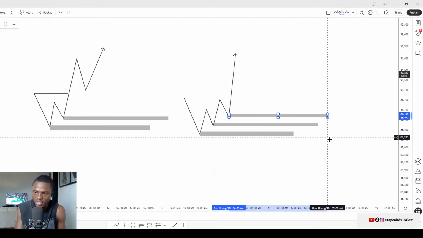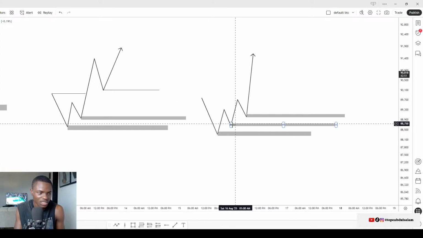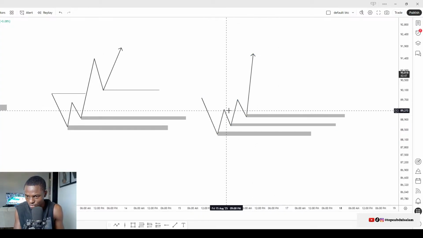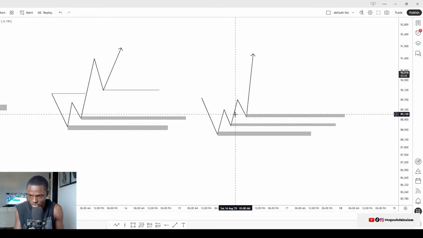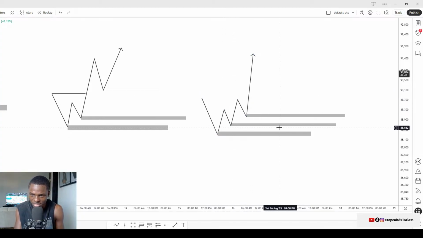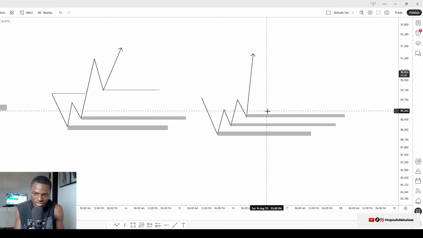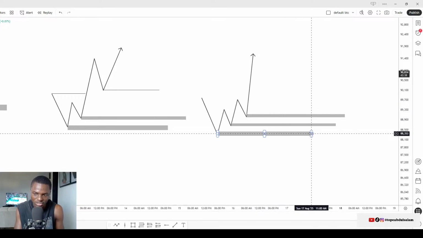So we have 3 points of interest here. But the reason why we have this is that a lot of people will mark their break of structure here. They pick this as a break of structure, and they'll pick this as their inducement, and they'll be looking to take a trade here. And eventually the market will come and stop them out and actually trigger the buy here.